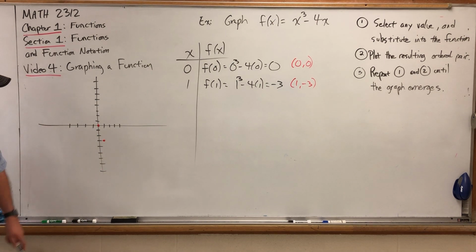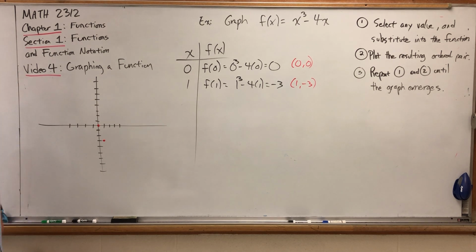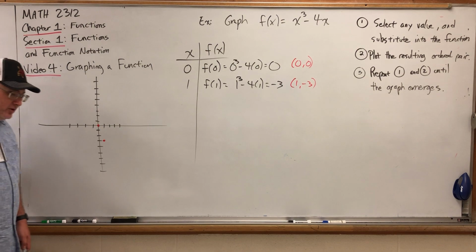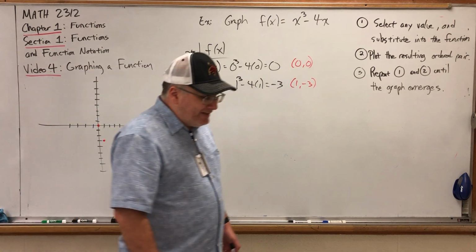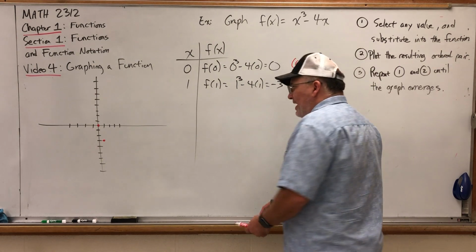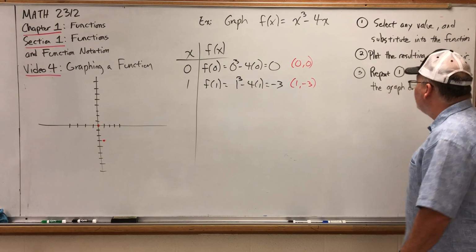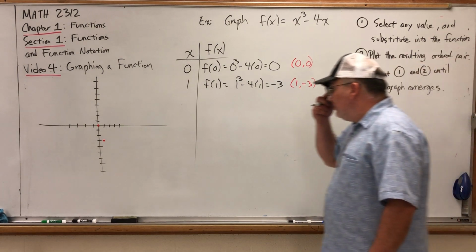If you tried to connect them and make a line, that is a graph that goes through those 2 points, but I know this isn't a line. I know exactly what the graph looks like, but if I didn't, I'd still want more evidence. What you're looking for is enough evidence to capture the curvature and the location of the graph, whatever those things mean. So let's pick another number.